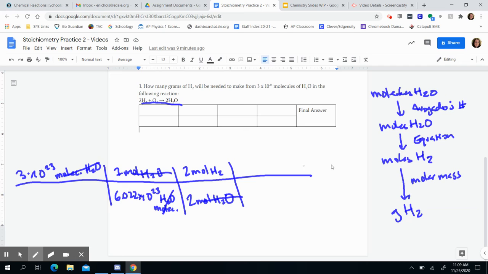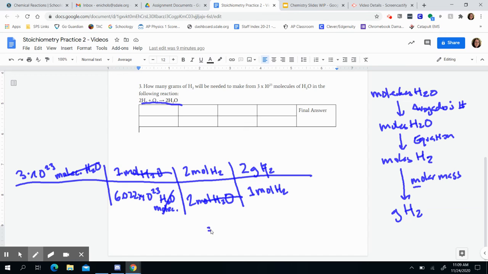Now we can go to grams. So we're going to use our molar mass. So our molar mass of hydrogen is 2 grams for hydrogen gas. It's the same thing as 1 mole of hydrogen gas. And that's going to give us our final answer.